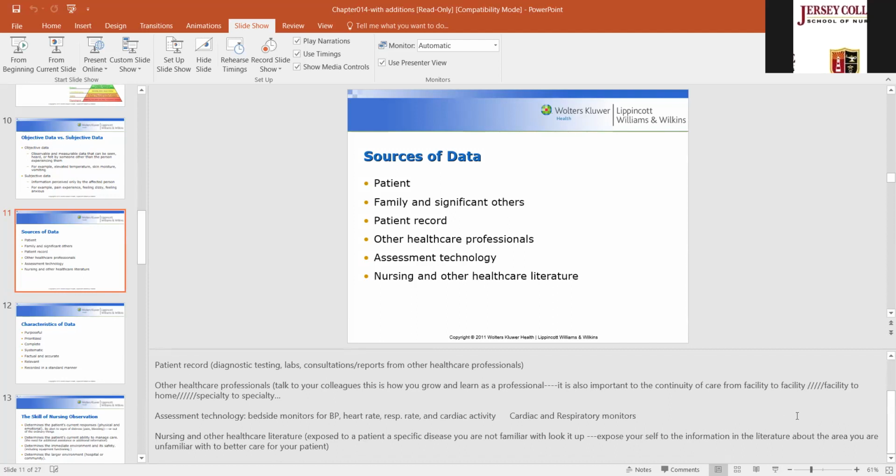You're looking at your monitors, okay? Your technology. How are those monitors reading? What are those tests saying? What are those results saying? Also, literature, evidence-based practice. You don't know about the disease, you have an obligation to look it up. You don't know about the medication, you have an obligation to look it up and see, where do we stand right now? How are we treating this? And your hospital, your facility might have their own policies also for what you're doing with that patient.